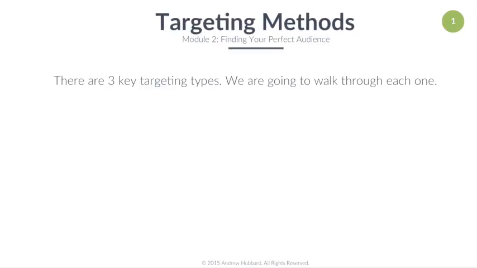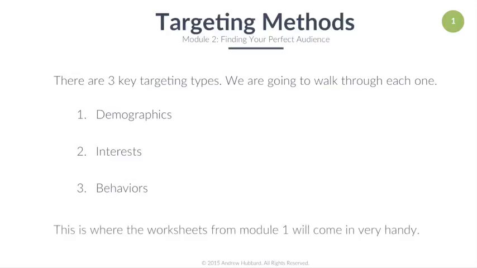Okay, so now we're going to look at the targeting methods that we've got available to us through the Facebook Power Editor. There are three main targeting types, and we're going to walk through each one in detail. We've got demographics, interests, and behaviors. This is where your worksheet from Module 1 will come in really handy. If you've put together a good picture of what your perfect audience looks like, this is where you can really put that into play.